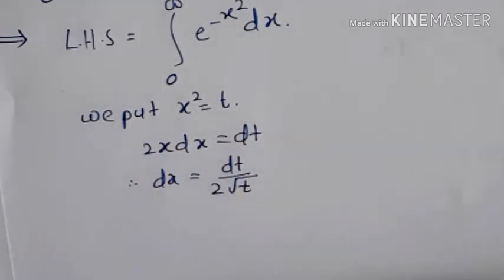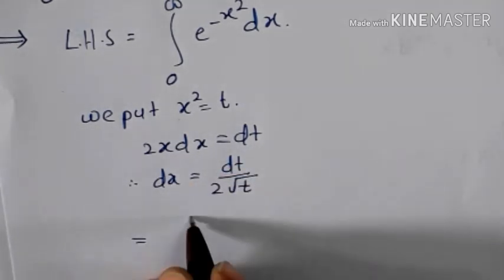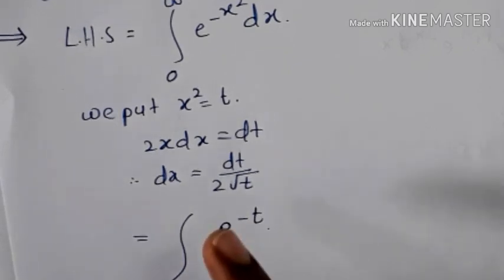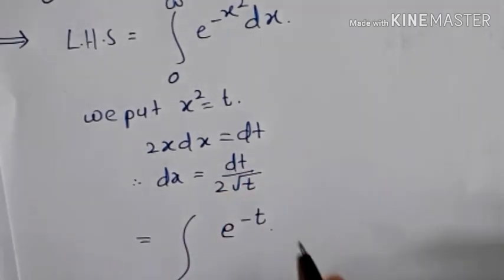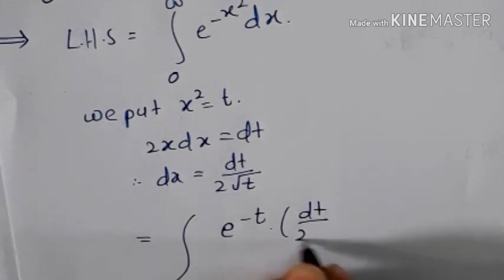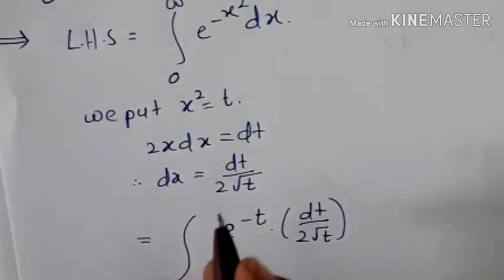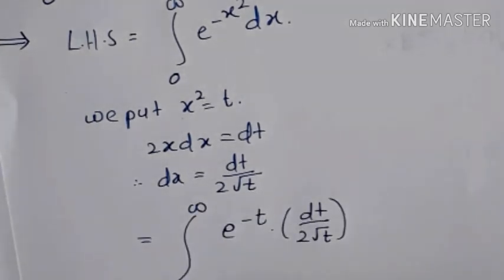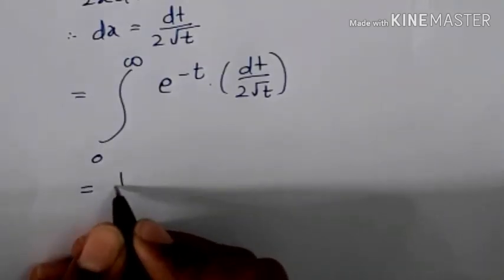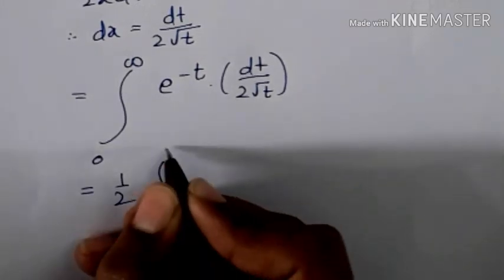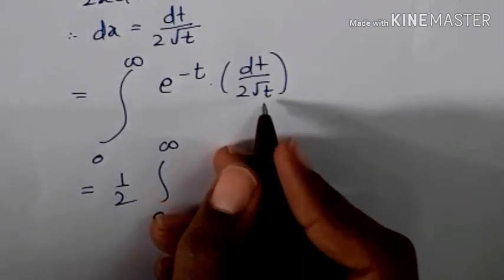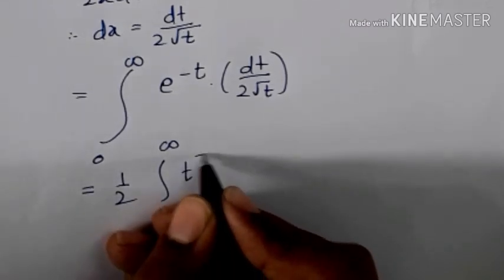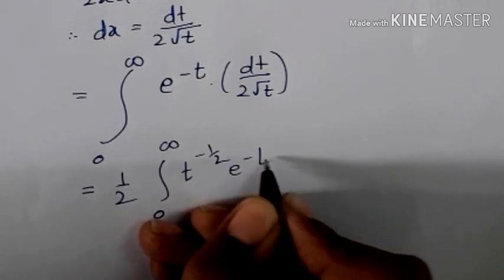So putting all these things in the integral, we get the integral of e to the power minus t into dt divided by 2 root t, and the limits remain the same, 0 to infinity. Therefore it equals 1 upon 2 times the integral from 0 to infinity. Here root t is in the denominator, so we take it to the numerator. So its power becomes t raised to minus 1 by 2, e raised to minus t into dt.